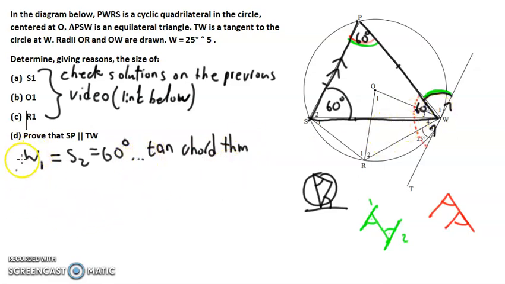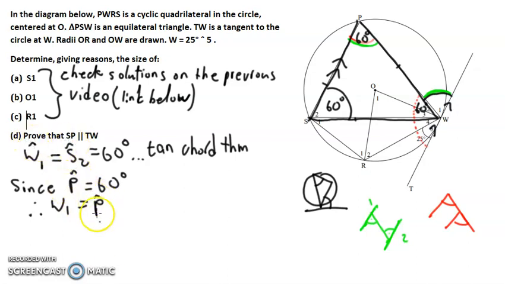Okay, since now S2 is equal to 60 degrees, we can then say since P is equal to 60 degrees, therefore W1 is equal to P. These are angles, so I forgot to put that there. So W1 is equal to P, which is equal to 60 degrees as well. So now that we've proven that this one is equal to that one, we can therefore say, therefore, SP is parallel to TW.